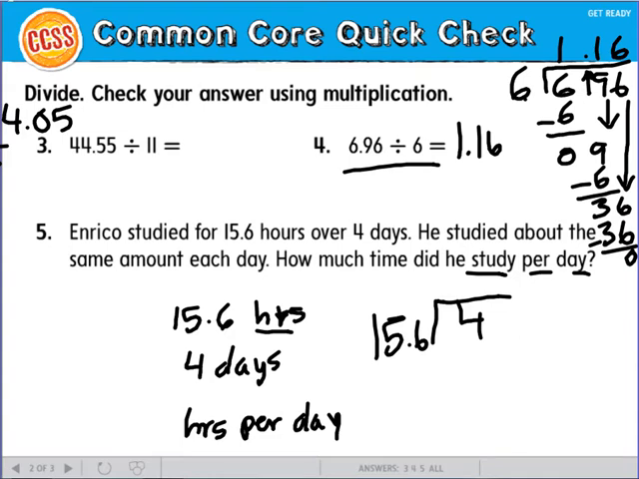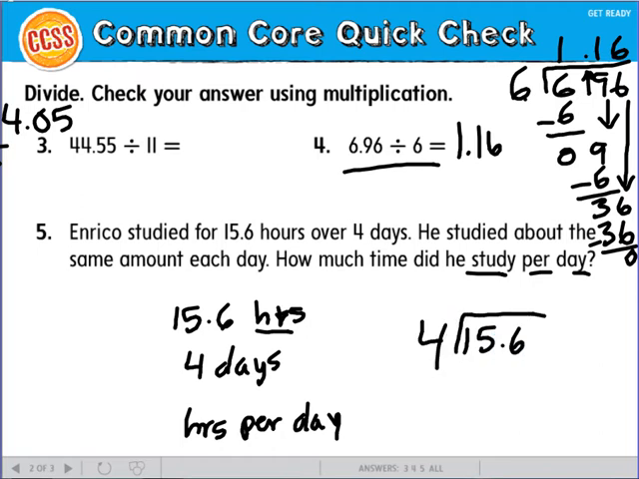Other way around. So I'm going to divide 15 6/10 by 4. Yes? All right. So you need to be very careful on how you say things because you just told me the problem backwards, right? So I'm going to divide 15 6/10 by 4.